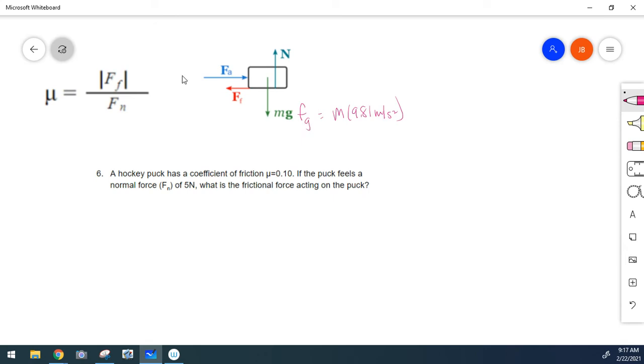So again, in the first one it says a hockey puck has a coefficient of friction of 0.10. If the puck feels a normal force of 5 newtons, what is the frictional force acting against the puck? Okay, so if mu equals Ff over Fn, then the frictional force, Ff, is going to be equal to mu times the normal force. So the frictional force equals 0.10 times 5 newtons. If we multiply that out, the frictional force is going to be 0.5 newtons. That's the force acting against that box, or hockey puck, if you will.